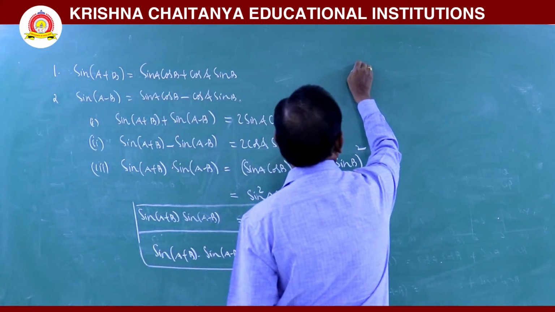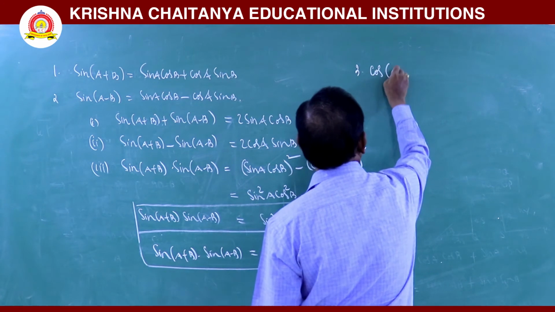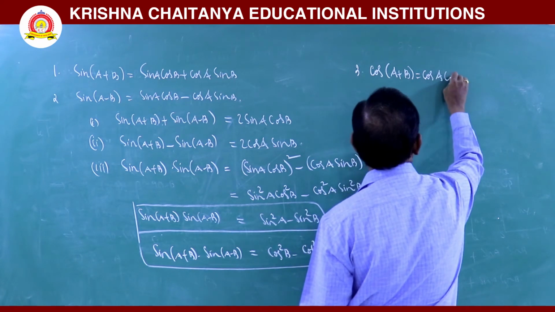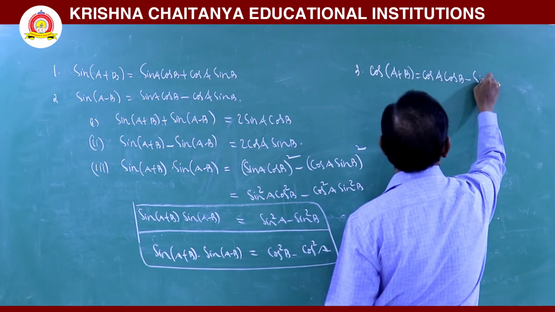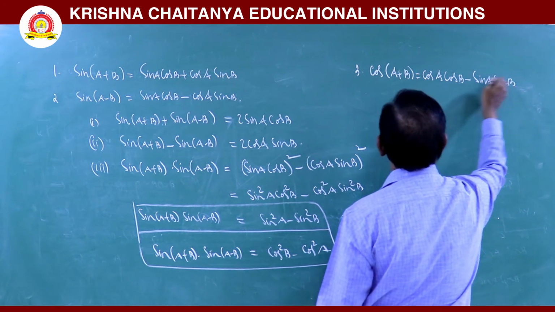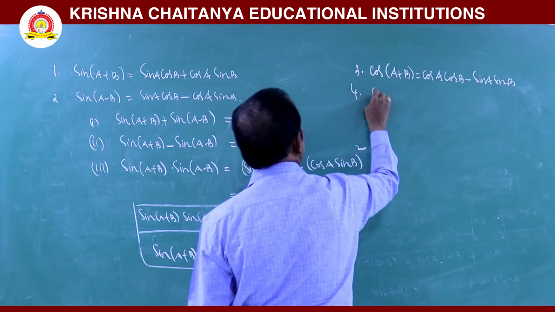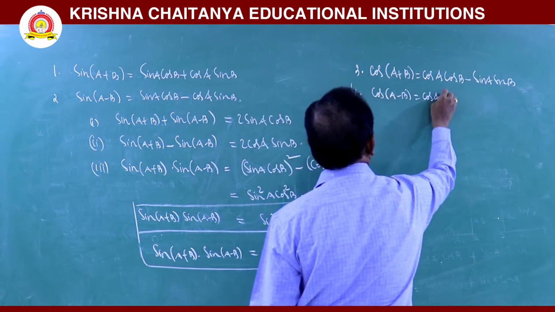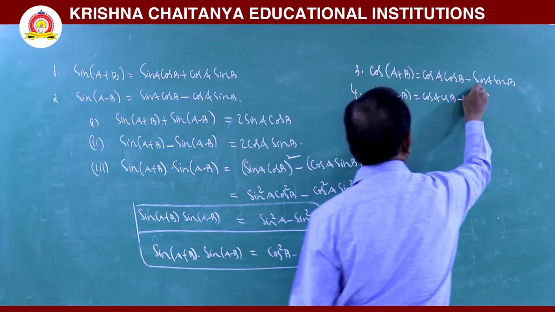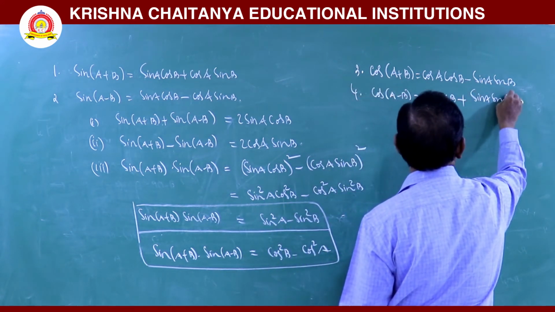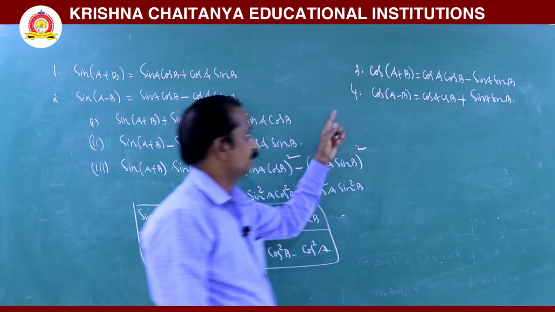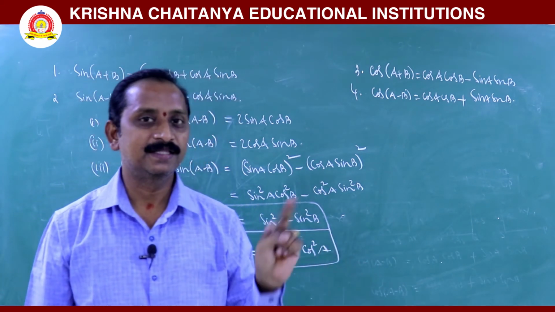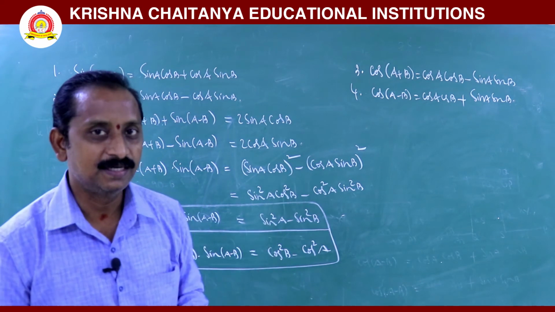What is the third? Cos of (a plus b). What is cos of (a plus b)? Cos a cos b minus sin a sin b. What is cos of (a minus b)? Cos of (a minus b) is nothing but cos a cos b plus sin a sin b. Whenever we know the cos (a plus b) and cos (a minus b), their addition, their subtraction, their multiplication gives us another three basics.